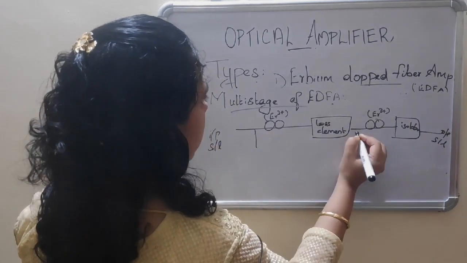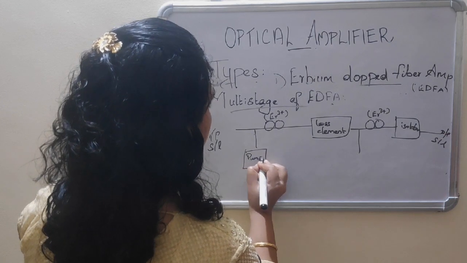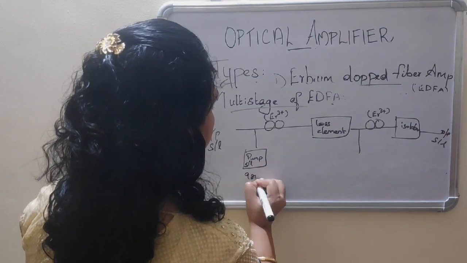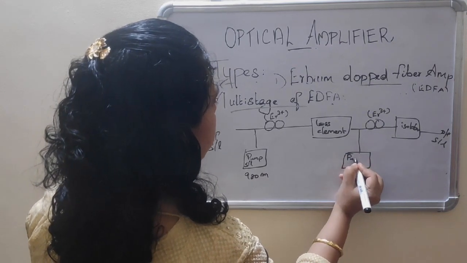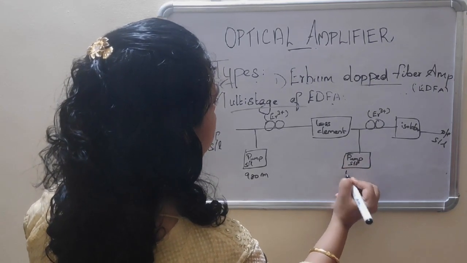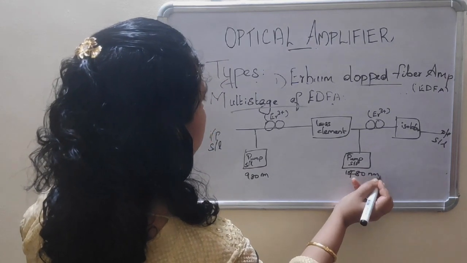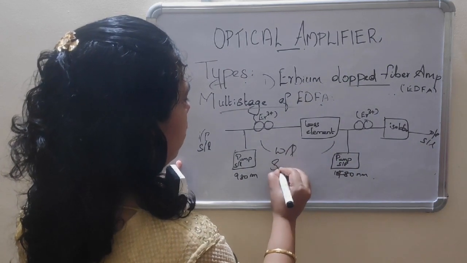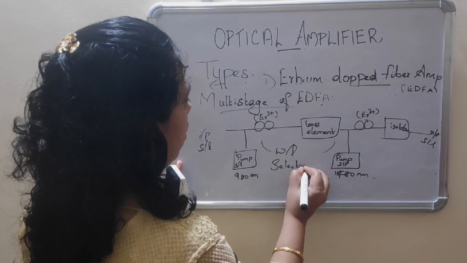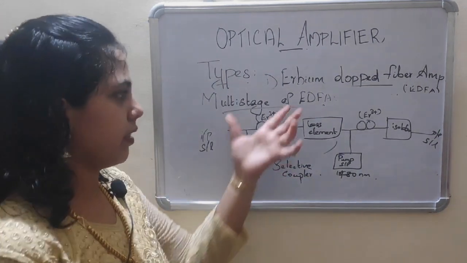Here also two pump signals are used: a pump signal at the range of 980 nanometer, and a pump signal at the range of 1480 nanometer. So two wavelength couplers are also used. So this is the multi-stage EDFA.